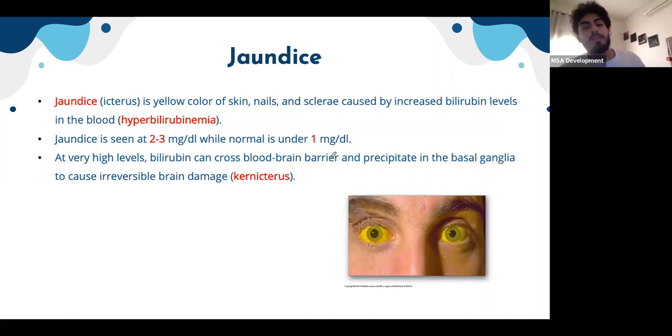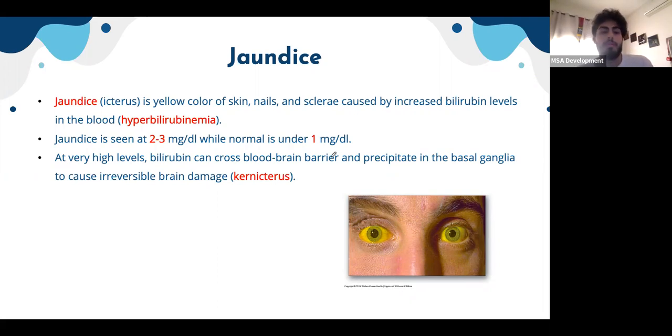Now, okay, so we finished the actual degradation of bilirubin. It's pretty straightforward. We only need to know like two or three enzymes. Now we talk about what goes wrong, and what can go wrong and how it can go wrong.